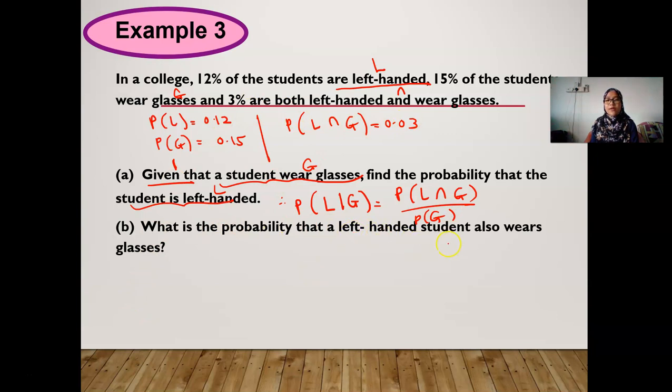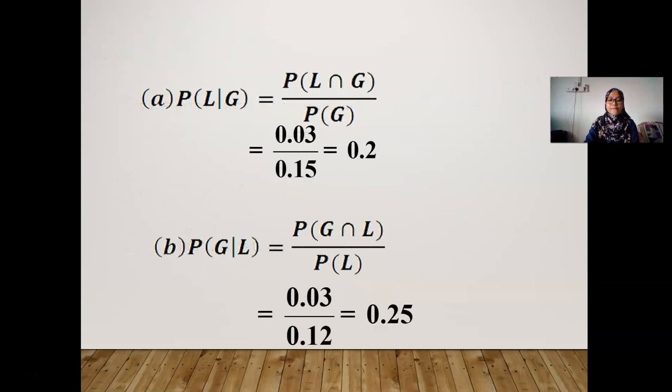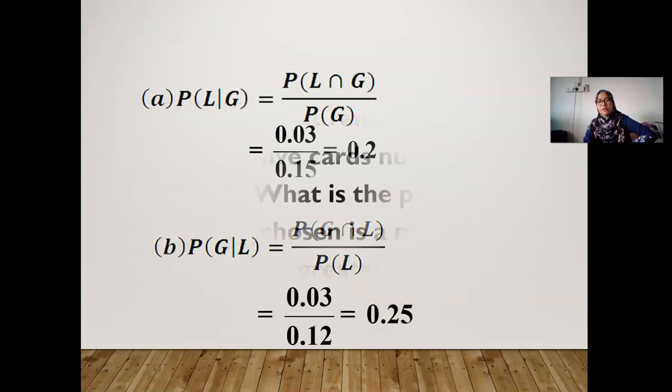What is the probability that a left-handed student also wears glasses? So this is P(G given L), even though there is no 'given that'. Given that is always the keyword. What is the probability that a left-handed student also wears glasses? So this is the condition: left-handed. G happens when L happens. So P(G given L) is P(G intersect L) over P(L). Then you just substitute the answer. Okay, so this is the answer.